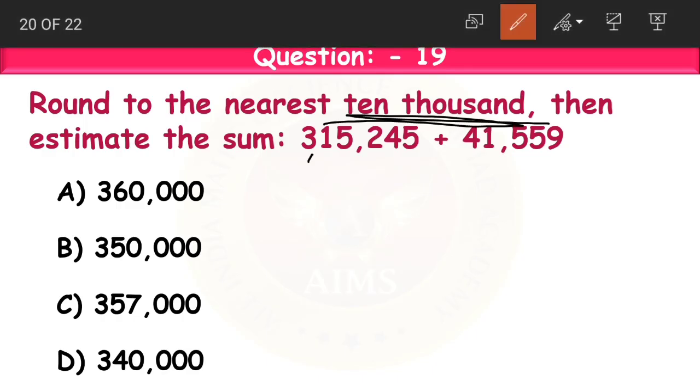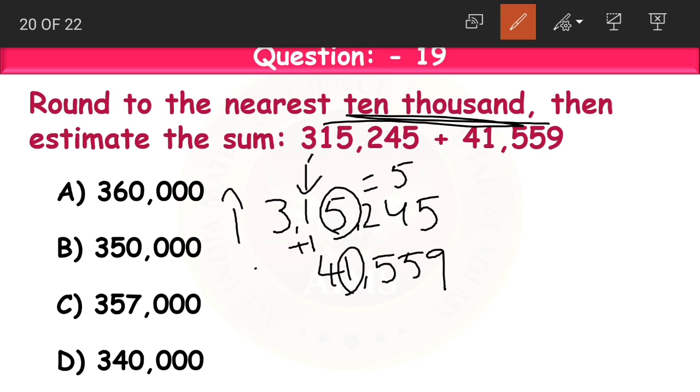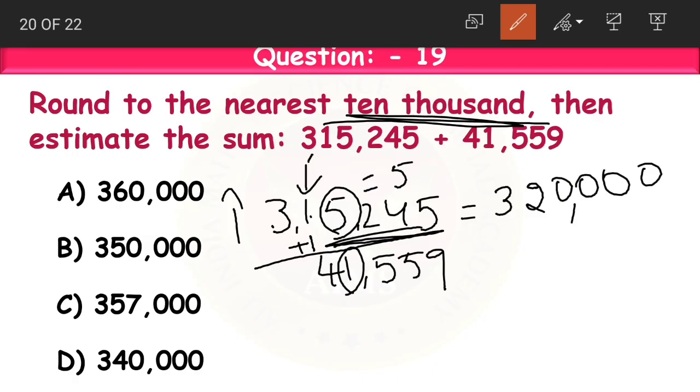Again, to the nearest 10,000. Yes, 3,15,245, 41,559. See, we need to round off the 10,000s place. So, let us look at the digit in thousands place. Now, here the digit is equal to 5. So, we round up. That is, add 1 to the digit in 10,000s place. Now, 31 plus 1 becomes 32. And what should we do with the remaining digits, children? The remaining places will be replaced by zeros.